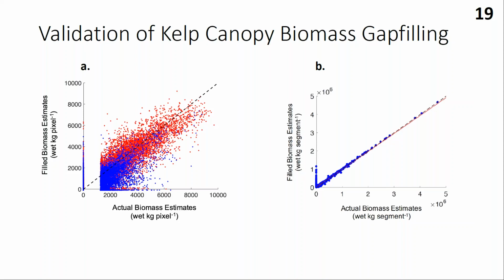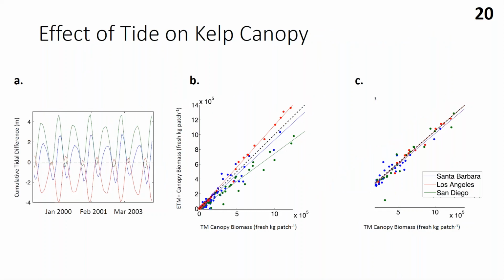Okay, next slide. And so finally, I want to turn everyone's attention to the effect of tide on kelp canopy estimates. And this is going to be a problem when you use any satellite image or aerial image. And so what we did here is we compared Landsat 5 to Landsat 7 biomass estimates from 3 Landsat tiles in Southern California from 1999 to 2003. So this is before the scanline corrector failure. And so Landsat 5 and Landsat 7 images are taken 8 days apart.